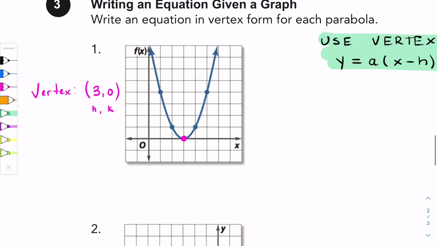I'm also going to pick one more point. You can pick any point you want. So it appears that there's 4 nice, easy points for me to pick from. I'm going to pick this point right here. So let's pick 2 comma 1. And I'm going to label this x comma y.